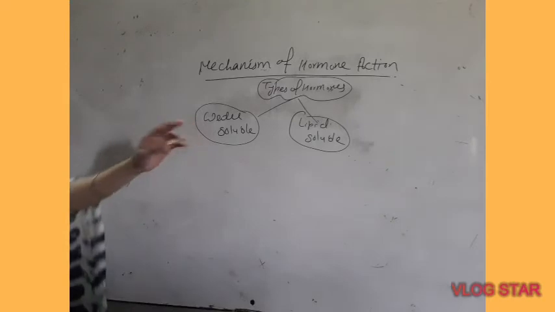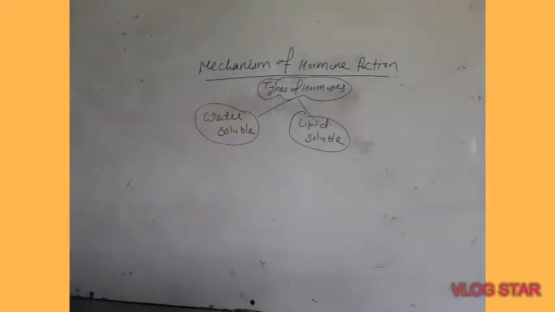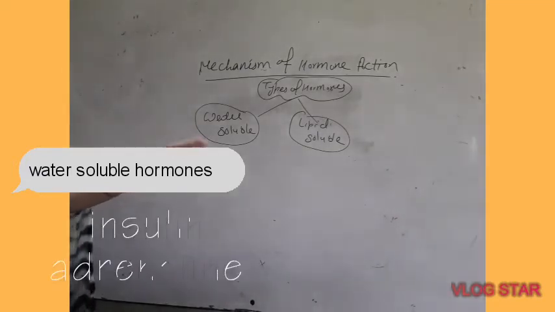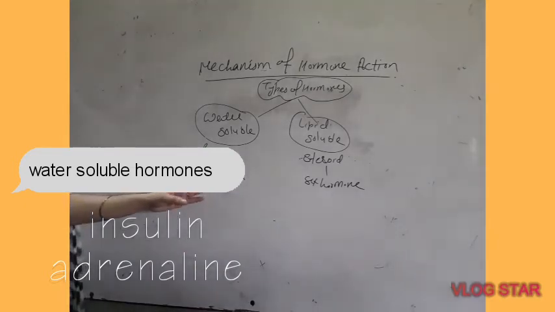There are two types of hormones, water soluble hormones and lipid soluble hormones. Examples of water soluble hormones are all the protein hormones and all the amino acid derivative hormones. These are water soluble hormones. What is a protein hormone, we have done earlier. The best example of protein hormone is insulin.